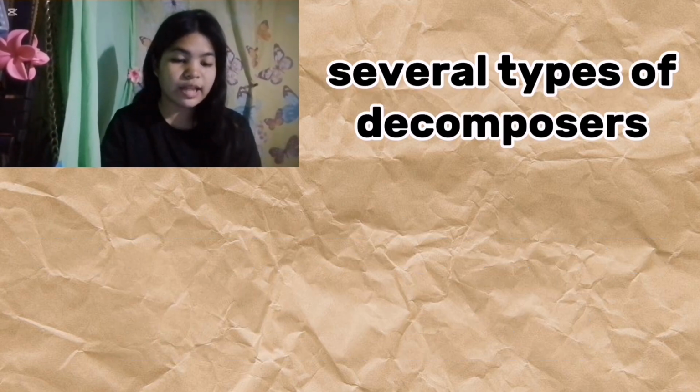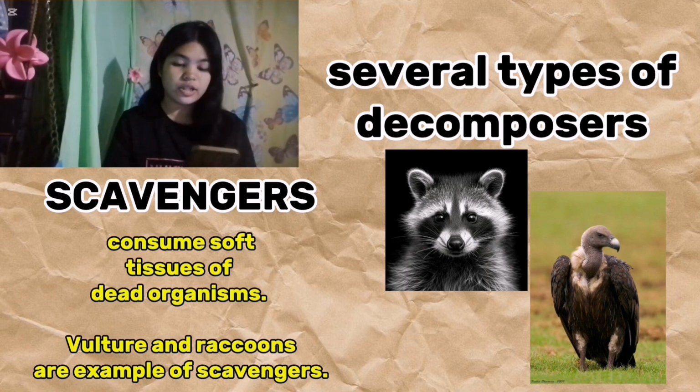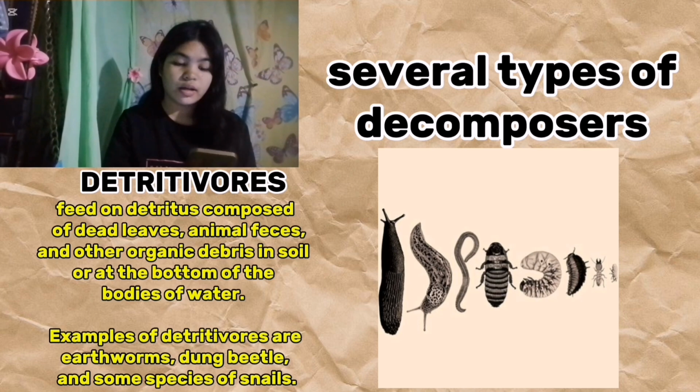There are several types of decomposers depending on the organic matter they break down. Scavengers consume soft tissues of dead organisms. Vultures and dragons are examples of scavengers. Detritivores feed on detritus composed of dead leaves, animal feces, and other organic debris in soil or at the bottom of bodies of water. Examples of detritivores are earthworms, dung beetles, and some species of snails.